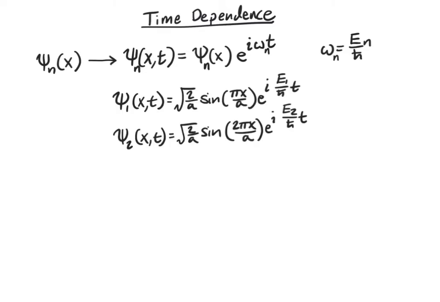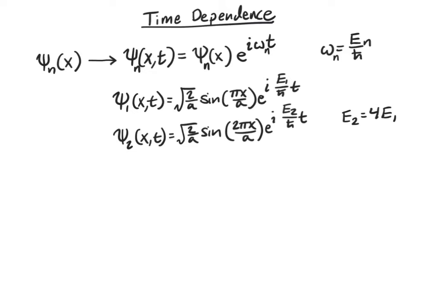And since the energy is proportional to n squared in the case of the infinite square well, E2 is equal to 2 squared, or 4, times E1. That means the second energy level has 4 times the time frequency as the ground state. What does this all mean?